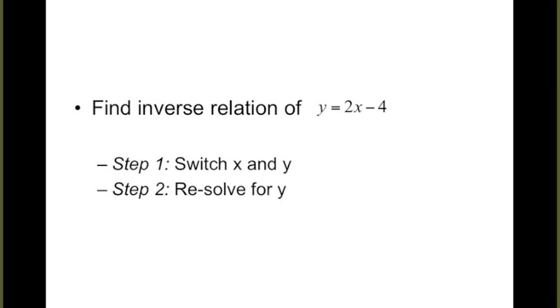So first, how do we find an inverse? To find an inverse, we have two steps. First thing we're going to do is switch x and y, because what an inverse is, it maps the output back to the input, or it switches up what is out and what is in. X and y are what represent the ins and the outs of an equation. So we're going to switch them up.